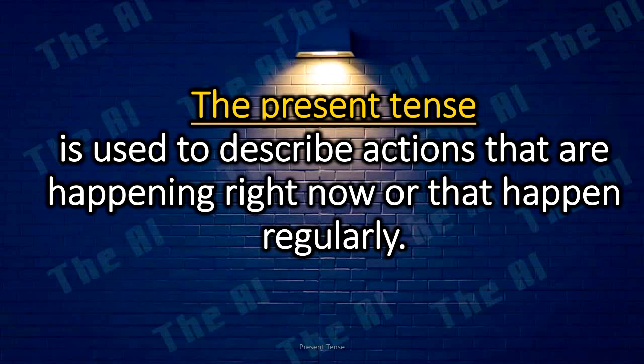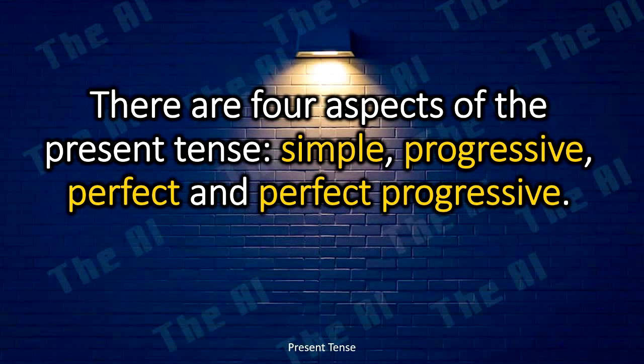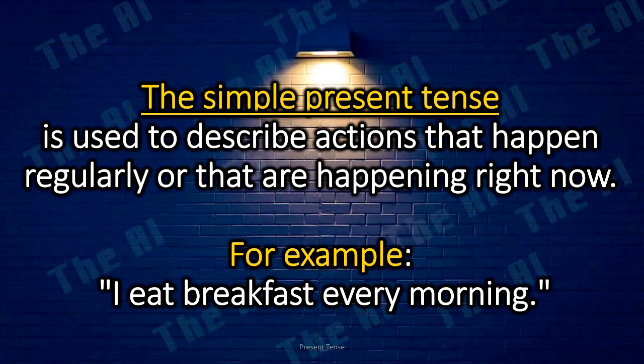The present tense is used to describe actions that are happening right now or that happen regularly. There are four aspects of the present tense: simple, progressive, perfect, and perfect progressive. The simple present tense is used to describe actions that happen regularly or that are happening right now. For example, I eat breakfast every morning.